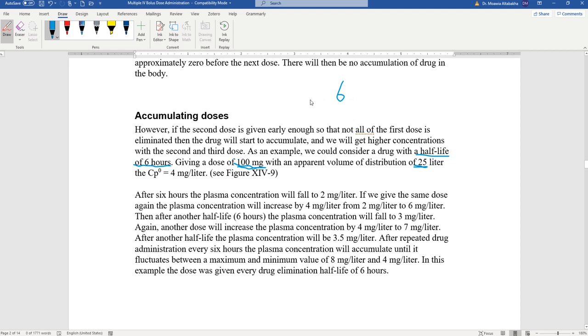So the time interval in this case is equal to the half-life, which is 6 hours. The time between one dose and another is 6 hours, which is also the half-life of the drug. The term we use for the time interval between one dose and another is tau. We call it tau. Tau is the time interval from one dose to another, and we give it a symbol like T, but not like a normal T. It's something like this. Okay, tau is equal to 6 hours.